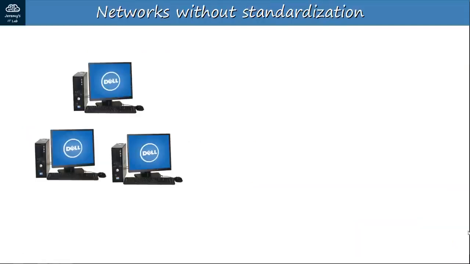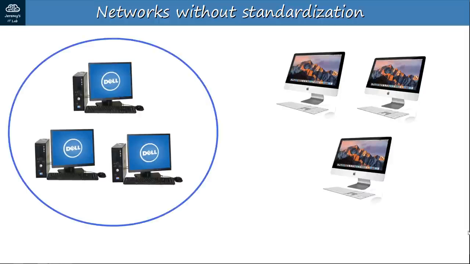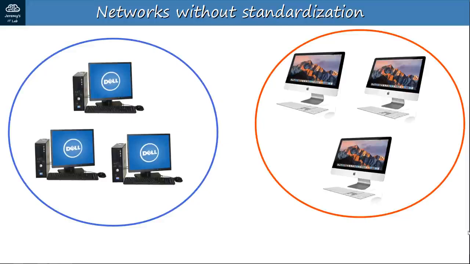So, what if there were no standard networking models and protocols? Here's a few Dell PCs, and a few iMacs. If Dell and Apple each made their own networking model, each with their own set of networking protocols, these Dells would be able to communicate with each other, and these iMacs would be able to communicate with each other, but because the Dells and iMacs would speak a different language than each other, with a different set of rules about how to communicate, the Dells wouldn't be able to communicate with the iMacs. This is obviously a problem in modern networks, such as the internet, where we expect devices from various makers in various countries to be able to communicate with each other.